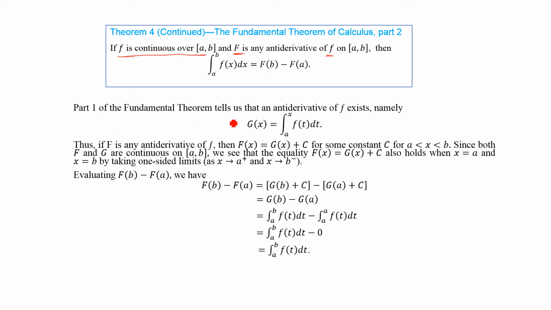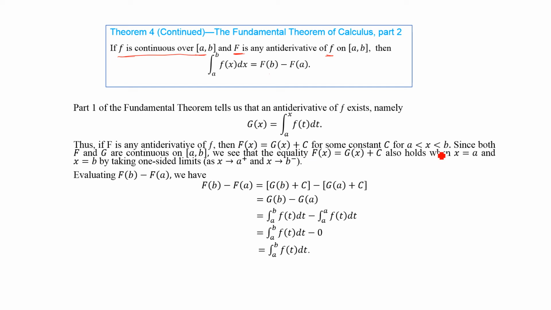Part 1 of the fundamental theorem tells us that an antiderivative of f exists. Namely, we assume that an antiderivative of f is g(x), equal to the integral from a to x of f(t) dt. Now, one of the antiderivatives is given in the statement, which is F. If we have two antiderivatives of a function, in Calculus 1 we learned that they differ by a constant. So F(x) is equal to g(x) plus c, since F and g are both antiderivatives, for some constant c.